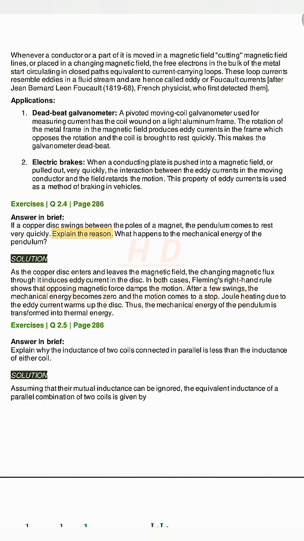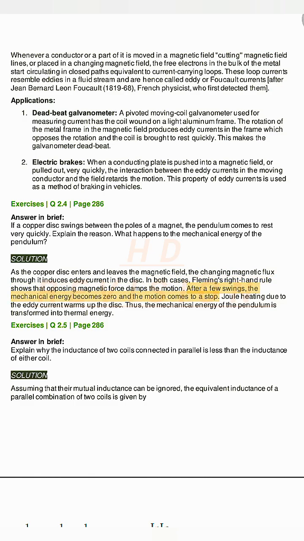Explain the reason. What happens to the mechanical energy of the pendulum? Solution. As the copper disc enters and leaves the magnetic field, the changing magnetic flux through it induces eddy current in the disc. In both cases, Fleming's right-hand rule shows that the opposing magnetic force damps the motion.